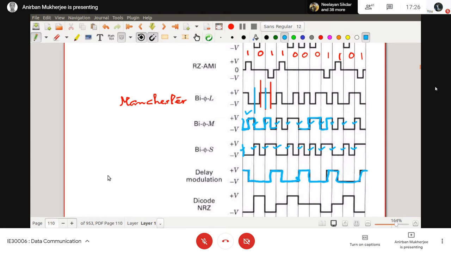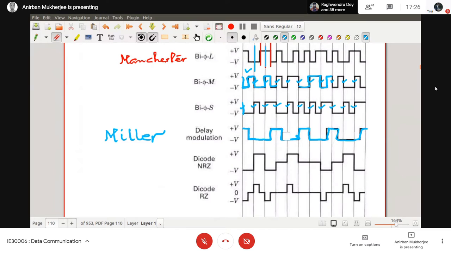Sometimes we say it is a Miller code. So this is about Miller, and another is some sort of Dicode NRZ and Dicode RZ. First of all, in this Dicode NRZ and RZ, I will have something like this.